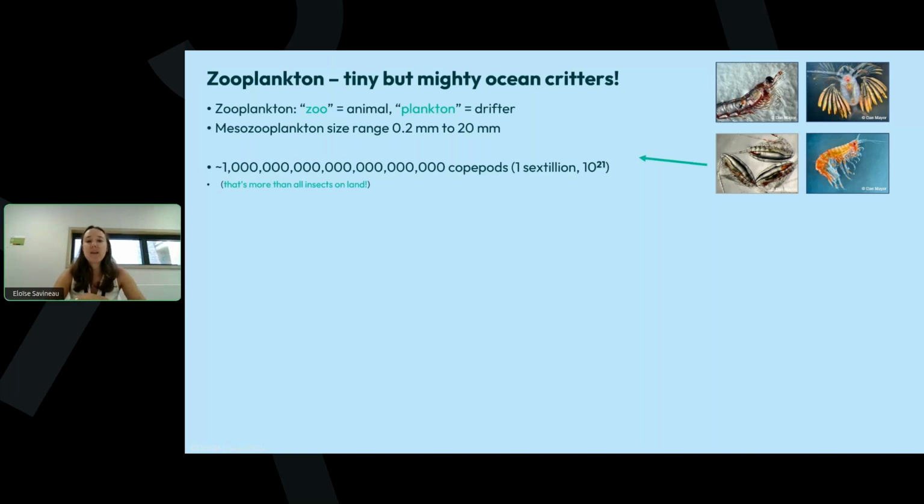but really your zooplankton can also be massive jellyfish. And a really cool fun fact about zooplankton is that they're estimated to be the most abundant metazoan on the planet. So your copepod, which is this image in the bottom left, is estimated to be the most abundant organism with about 1 sextillion. So that's 10 to the power of 21. So that's more than all insects on land. So they're really, really important on our planet.